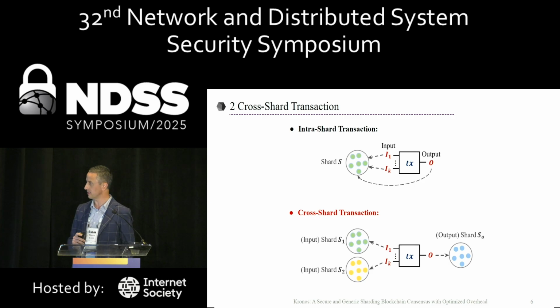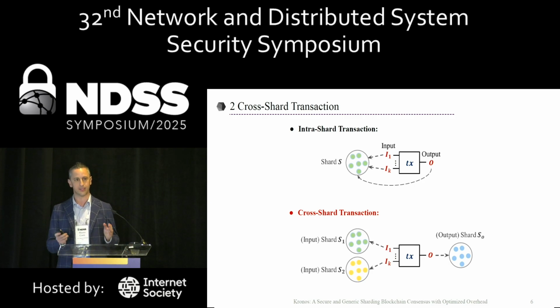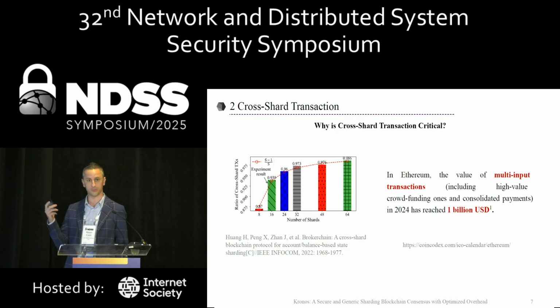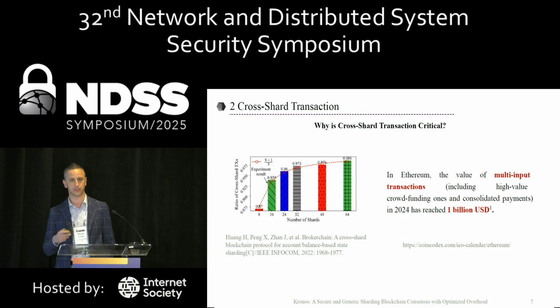The other type of transaction is the cross-shard transaction, where we have input and output belonging to different shards. As you see here, inputs 1 and 2 belong to shards 1 and 2, and the output will be in a different shard. Why do we need to be careful with this transaction? First of all, because the amount of these transactions is going to be quite high.